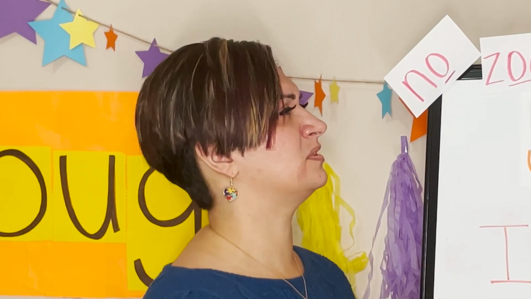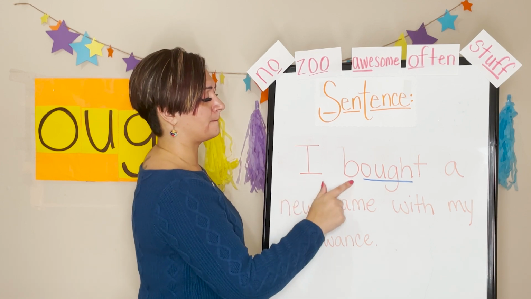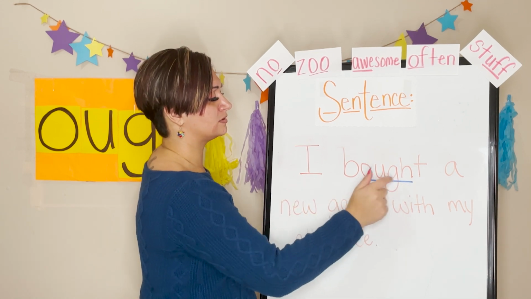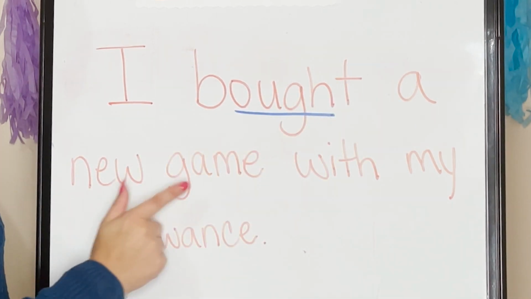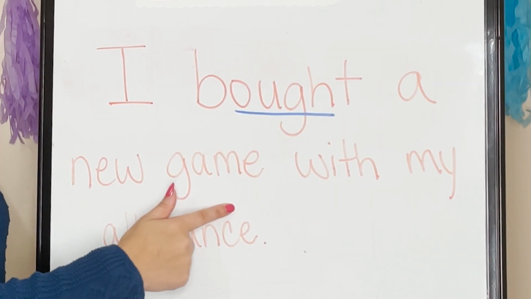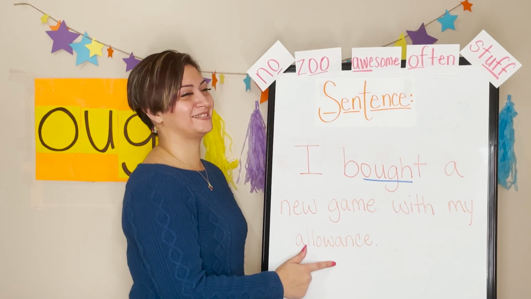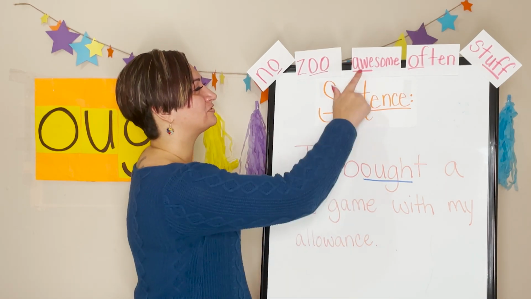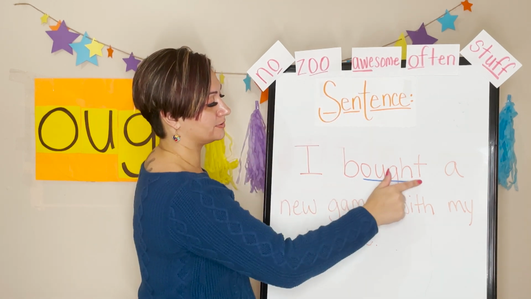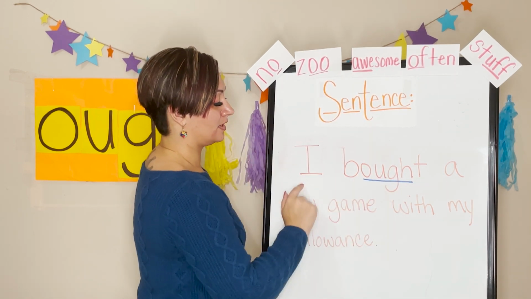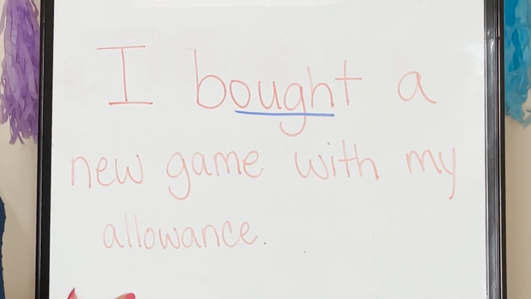Let's try a different one. What about ooh? I boot. Boot is a real word. I boot a new game with my allowance. That doesn't make sense either. Let's try the aw. Ought. Bought. I bought a new game with my allowance.